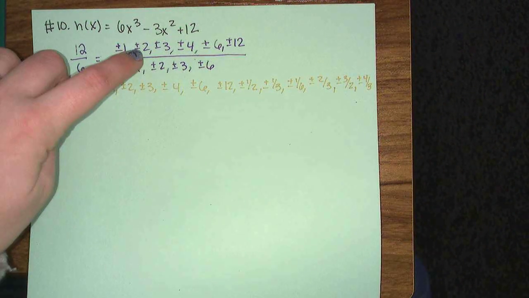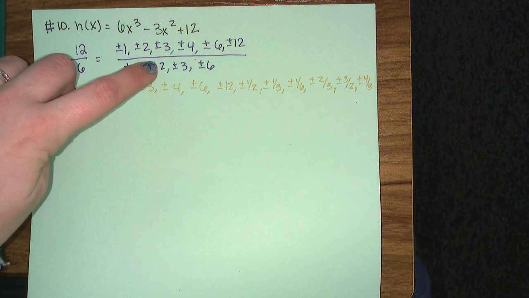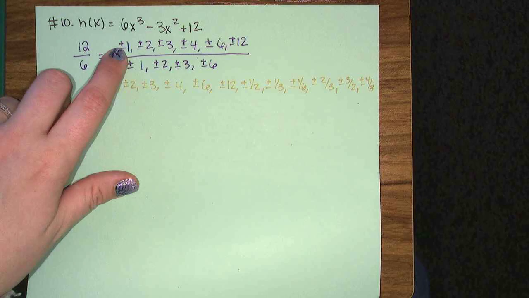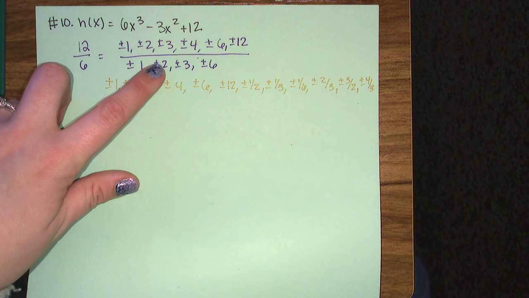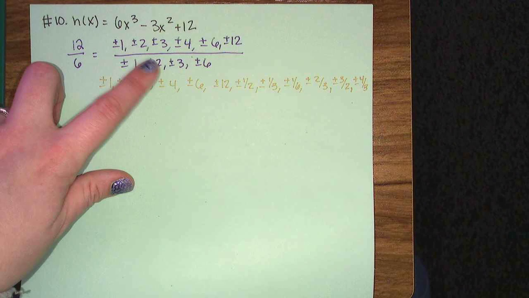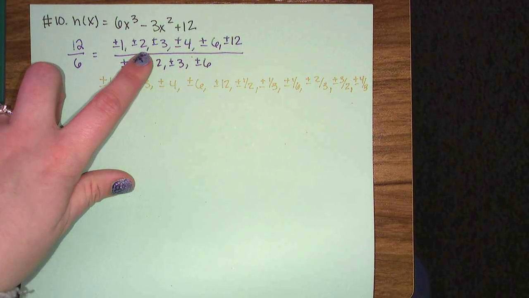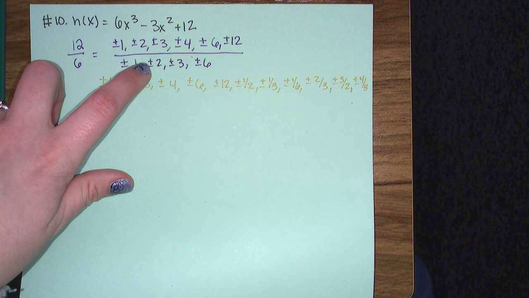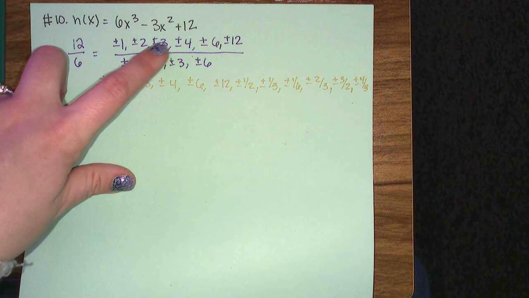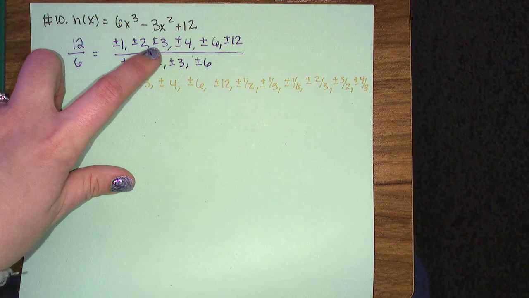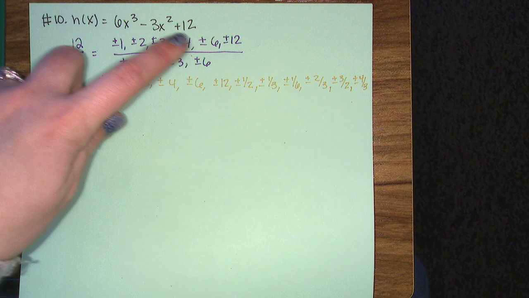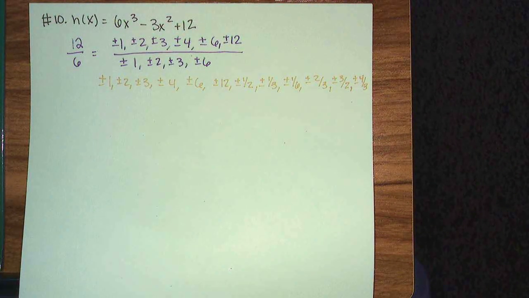So 2 over 1 is already taken care of. 2 over 2 is just 1, so that one was gone. Or, well, I guess I should have started with 1. So it was 1 over 2, 1 over 3, 1 over 6, and then 2 over 3. 2 over 6 was 1/3, which was already there. 3 over 2, the other ones were already there. 4 over 3, other one's already there. And then 6 over all those numbers and 12 over all those numbers is already there.